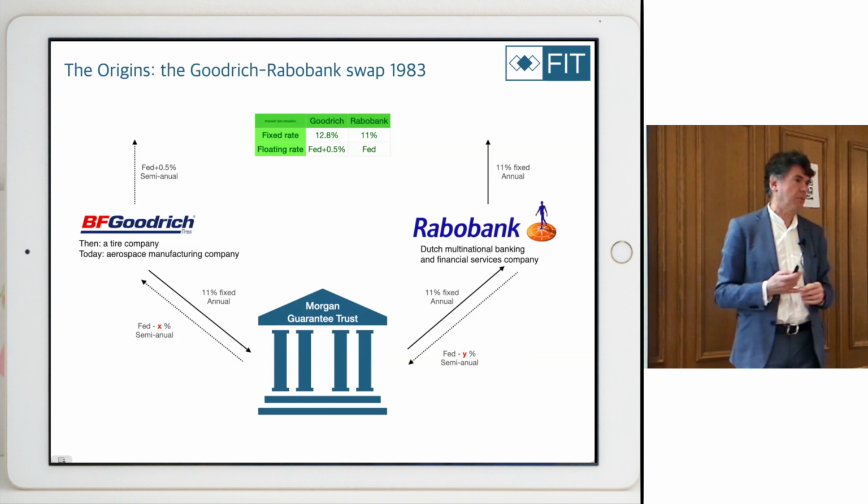This is my first example. Any questions? Yes.